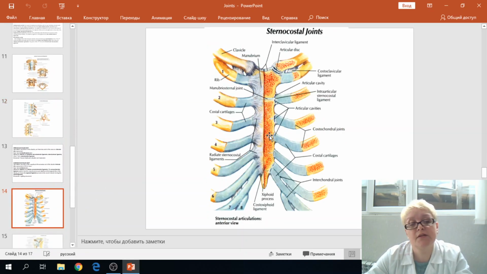And this one is the sternocostal joint. So the first rib is fused with the sternum by synchondrosis, and the second to seventh ribs articulate with the sternum by the synovial sternocostal joint. And here we can see the ligament present on the second rib, which is an interarticular sternocostal ligament, and outside the capsule we have the radiate sternocostal ligament.